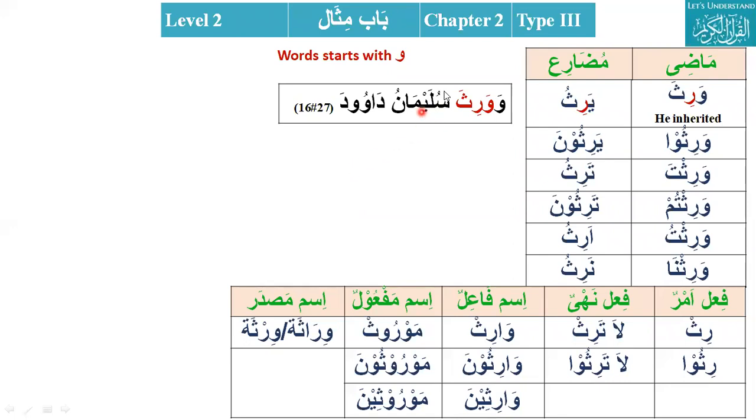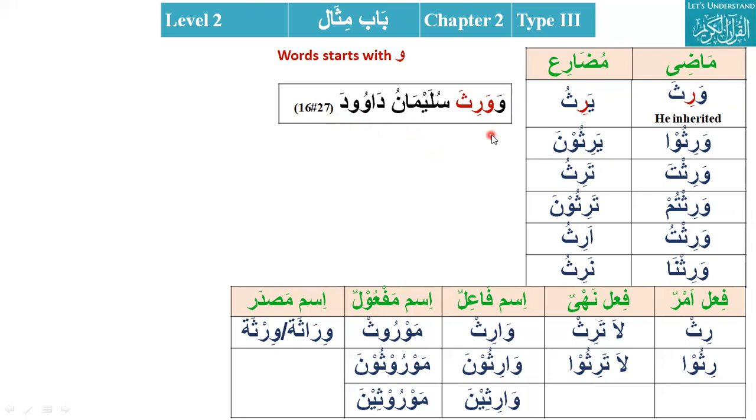So next, Azhar Bhai is there. Brother Azhar, assalamu alaikum, Azhar Bhai, can you please take this ayah? Wa warisa Sulaimanu Dawuda. Word by word: and warisa, he inherited, Sulaiman, Sulaiman alayhi salam, and Daud, Daud alayhi salam.